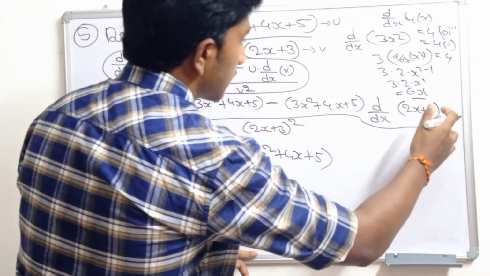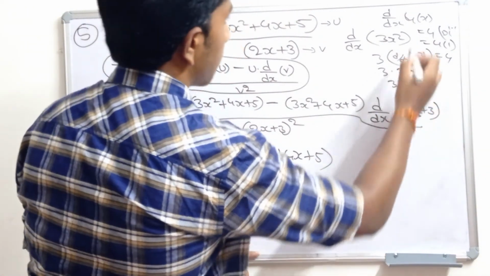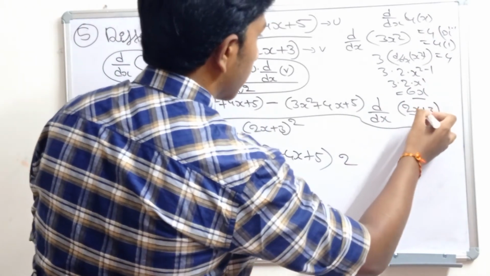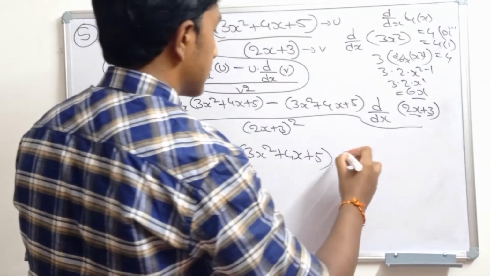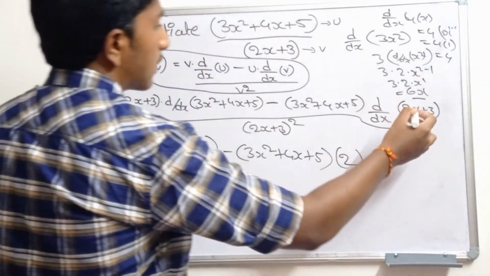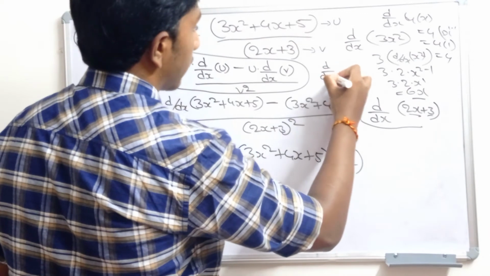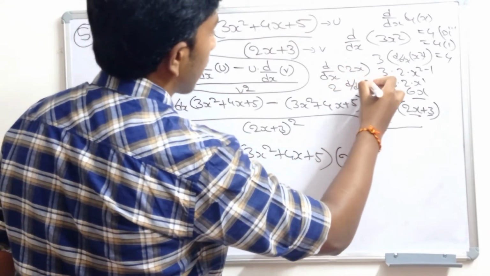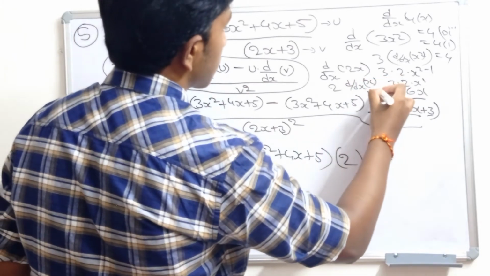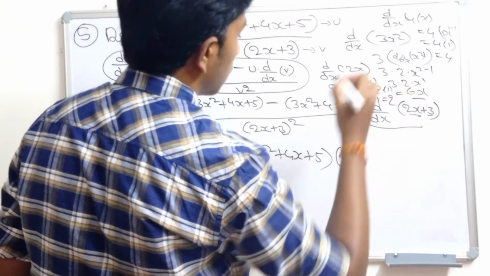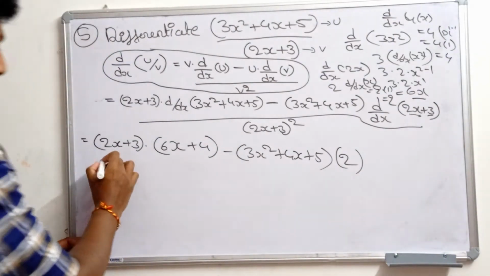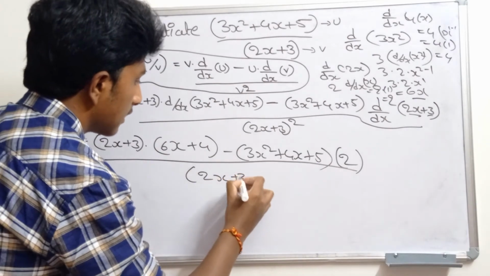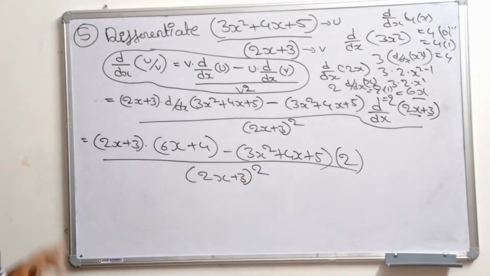So d by dx of 2x plus 3. When you differentiate 2x, you will get 2, and when you differentiate 3, you will get 0 because it's a constant. d by dx of 2x means 2 stays outside, and d by dx of x, differentiating anything with respect to x, gives 2 into 1, which equals 2, by 2x plus 3 whole square.